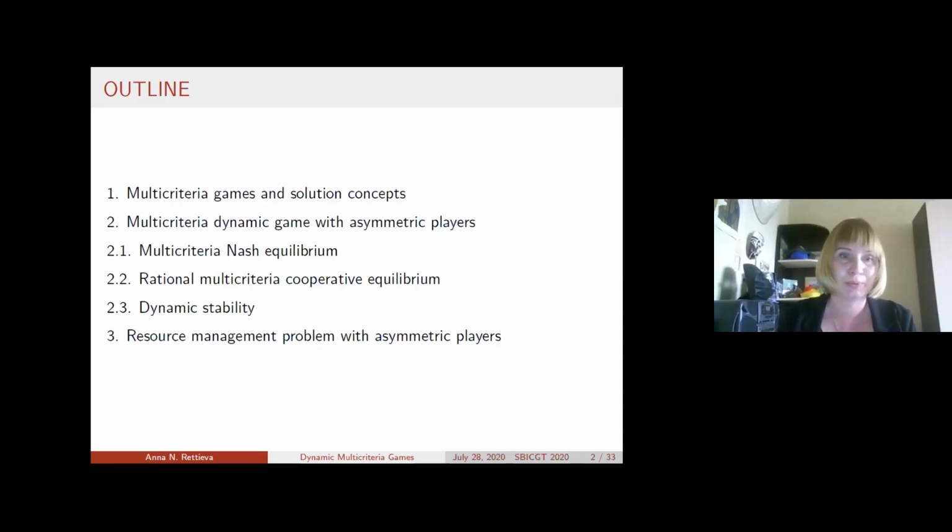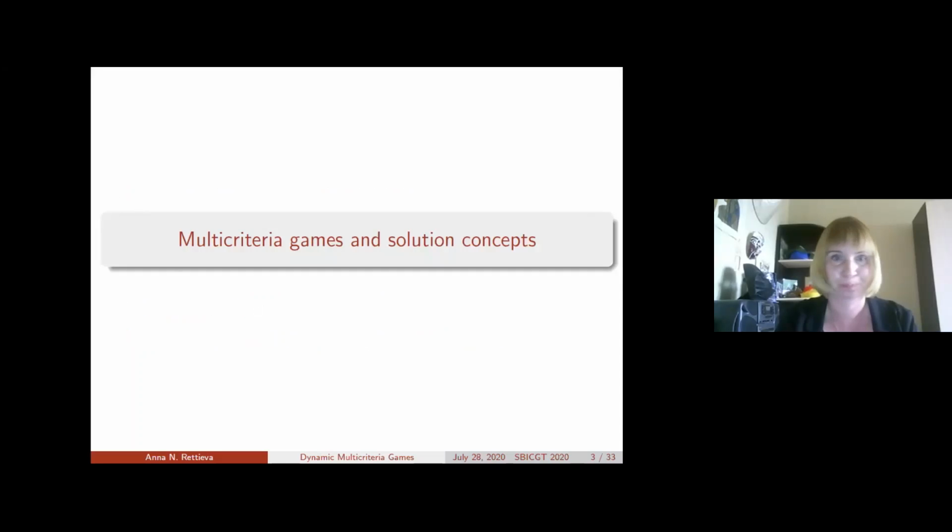Then we will adopt the concept of dynamic stability or time consistency to multicriteria dynamic games. And to illustrate our approaches, we will see the example of a resource management problem with asymmetric players.